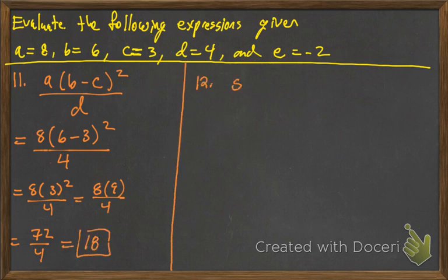Okay, and one more example. 5 raised to the e power. That's 5 raised to the negative 2 power, because that's what e is, which means 1 over 5 squared because of the negative exponent, which is 1 over 25.